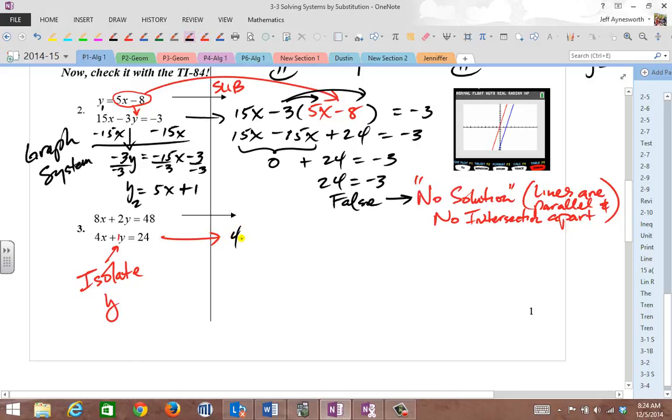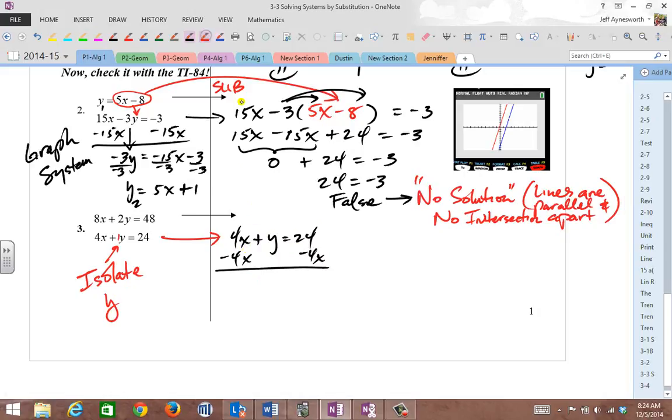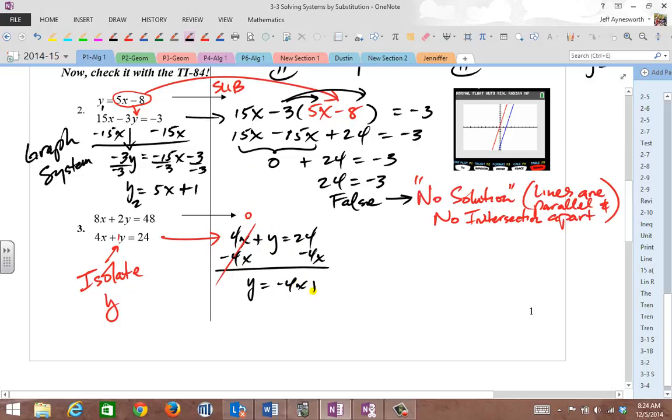We have 4x plus y equals 24. We want to subtract 4x, and opposites cancel out to 0, and I've got y is equal to -4x plus 24. Well, I want to substitute that in for the y variable, so I take what y is equal to and substitute it in here, in for y. SUB for substitute, okay? That's my substitution.